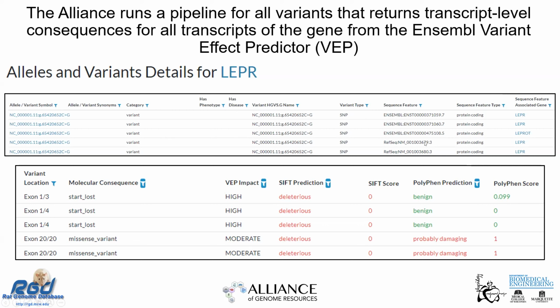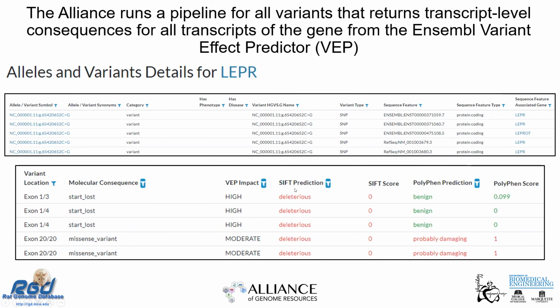variant. But as you scroll farther to the right, there's additional information such as the variant location, whether it's in an intron or exon, and which intron or exon it's in, the molecular consequences such as start lost or a missense variant, what VEP predicts as the impact of that variant for that particular transcript. So for 3 of these, they're high. For 2 of these, they're moderate.